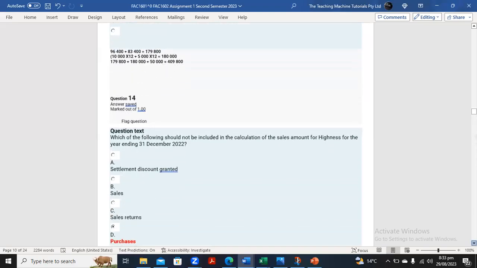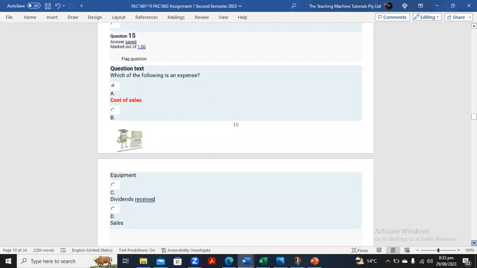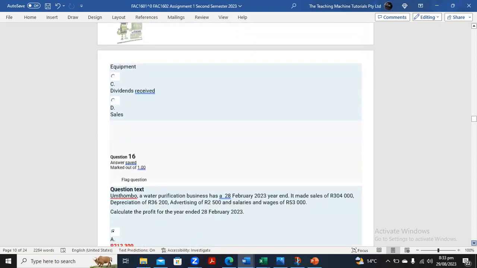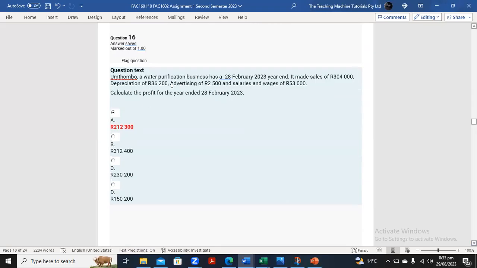Then the next one, I'm not going to look into the theory. I want us to look at the calculations only. Umthombo, a water purification business, has a 28 February 2023 year-end and made sales of 304,000, with depreciation, advertising, and salaries. Calculate the net profit. What is net profit?